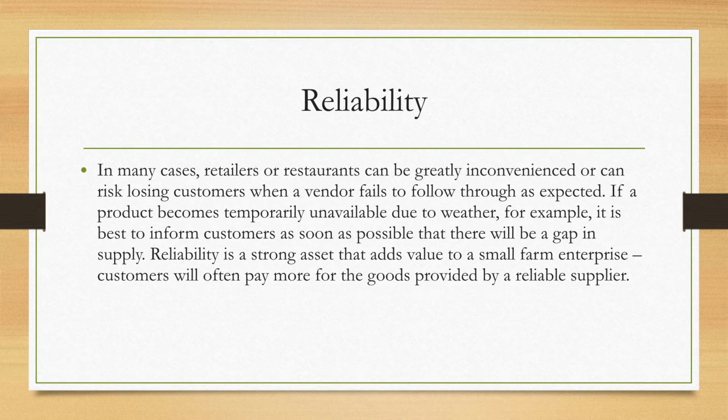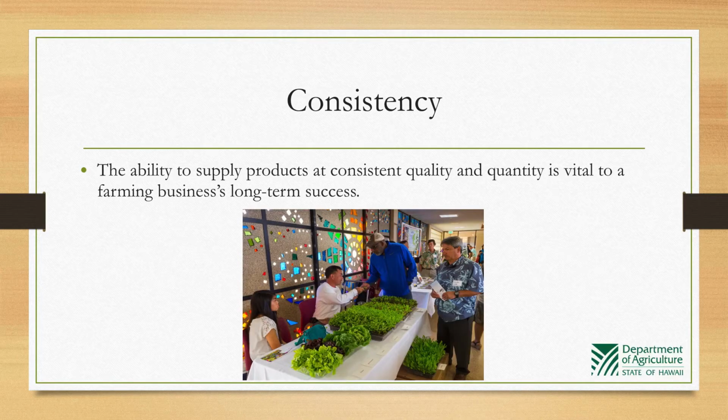If a product becomes temporarily unavailable due to weather, for example, it is best to inform customers as soon as possible that there will be a gap in supply. Reliability is a strong asset that adds value to a small farm enterprise. Customers will often pay more for goods provided by a reliable supplier. The ability to supply products at consistent quality and quantity is vital to a farming business's long-term success.